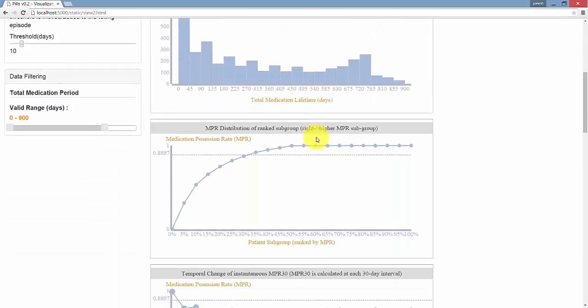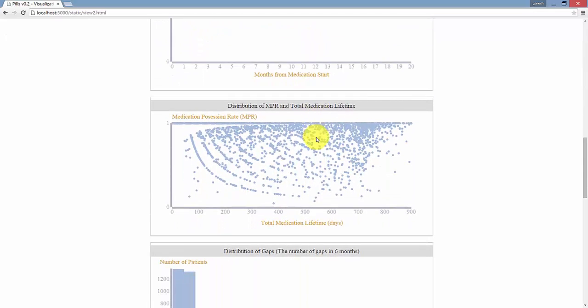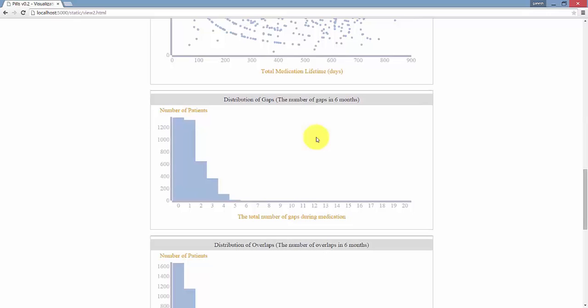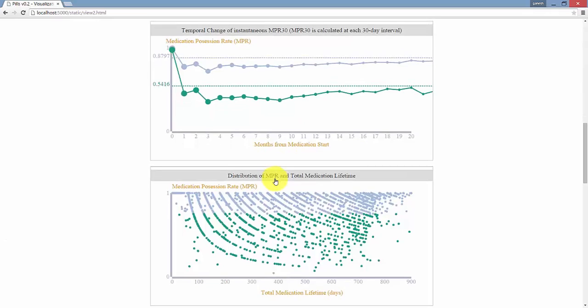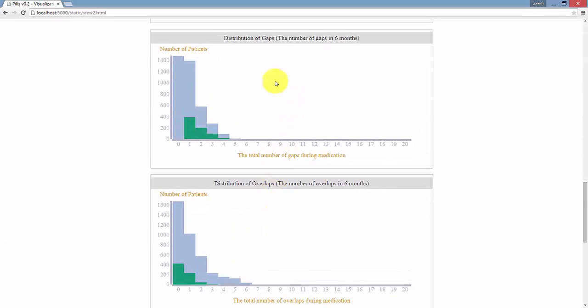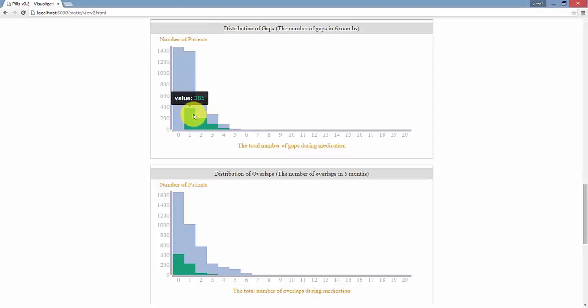Apart from MPR, there are a few other measures that can be explored using this tool. Like we want to find the distribution of population based on the number of days of gap, the distribution of gaps corresponding to those patients who have less than 0.7 MPR. So let's select them and then go down to the chart where it shows the distribution of gaps. If you compare these two graphs, there are more gaps than overlaps, zero overlaps and more number of gaps. This is among the people who have less adherence.